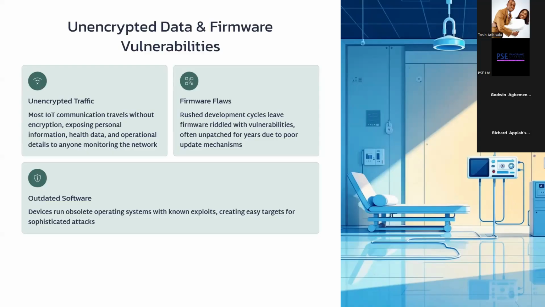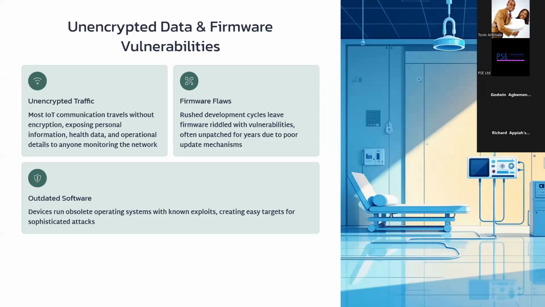So for the networks that we use, whatever information or traffic is moving within the network is mostly unencrypted. So this puts us at risk of any form of exposure, any form of personal information exposure. Our health details are exposed, and even operational details are exposed. So these are the main causes of the IoT risks and threats that we have, and also the vulnerabilities of the firmware.